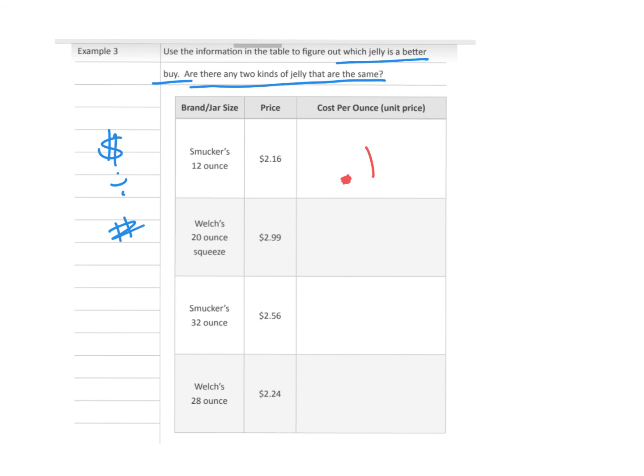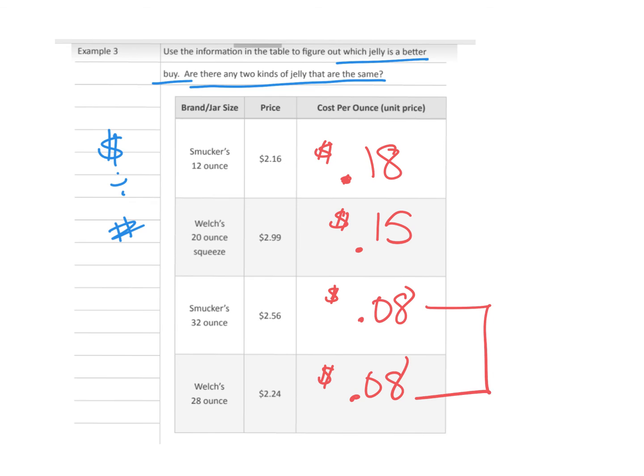Smucker's comes out to 18 cents per ounce. Welch's, if we round it, comes out to 15 cents per ounce. Smucker's 32 ounce comes out to 8 cents per ounce, and Welch's 28 ounce comes out to 8 cents as well. So both Smucker's 32 ounce and Welch's 28 ounce would be the best buy, and they also have the same value. It's one thing that a lot of parents do when they go shopping.